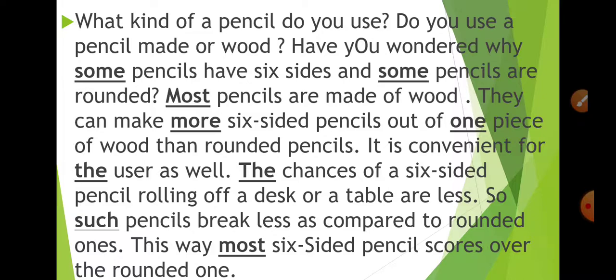Then in the next sentence you can see most pencils are made of wood, then again most is a determiner. They can make more 6-sided pencils, again more, then out of one piece of wood than round pencils, so again one is a determiner. Then it is convenient for the user as well, again here the is a determiner. Which determiner is the? It is an article. Then the chances of a 6-sided pencil rolling off a desk or a table are less, again the is a determiner.